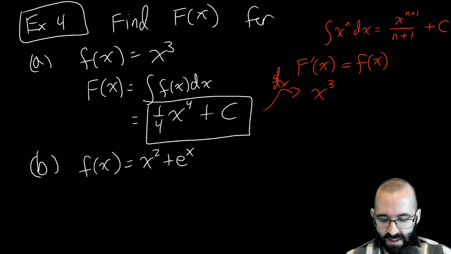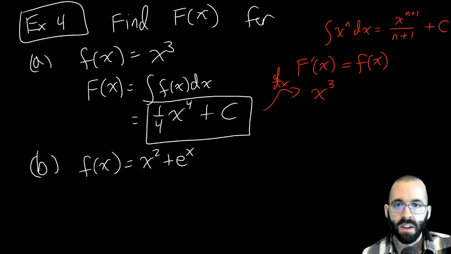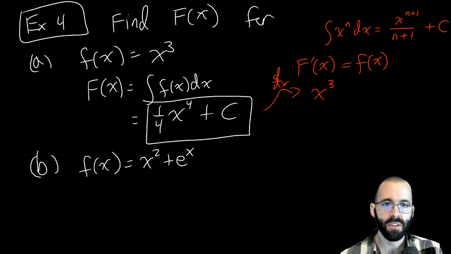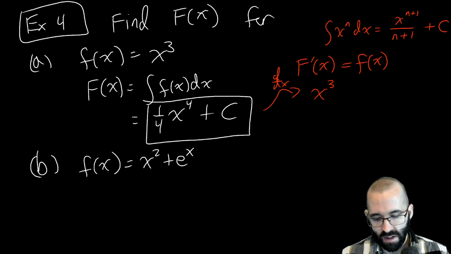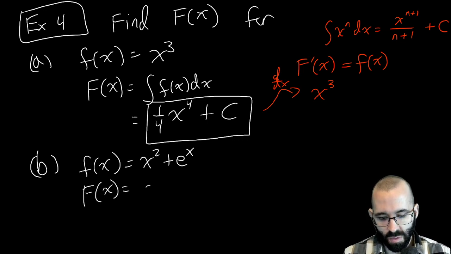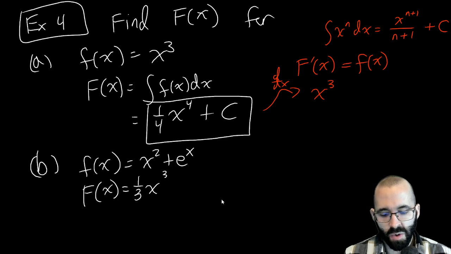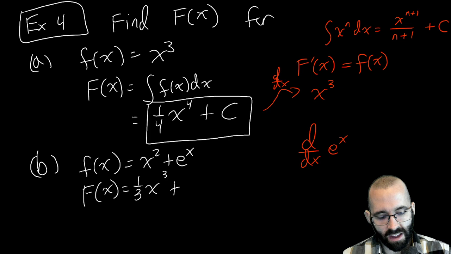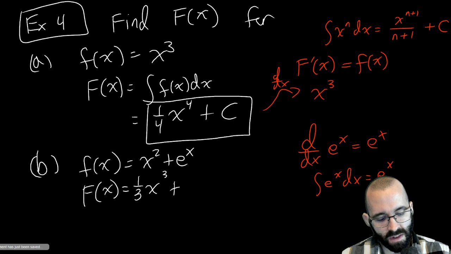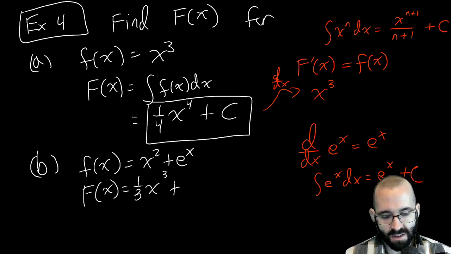X squared plus e to the x. So just like with derivatives, where we can just add derivatives together, integrals are the same way. In fact, we had that property for definite integrals, and those properties hold for indefinite integrals as well. For the antiderivative of x squared, we'll use the power rule. We'll add a power and divide by that new exponent. What about e to the x? Well, we know that the derivative of e to the x is e to the x, so the antiderivative of e to the x is also e to the x plus a constant.